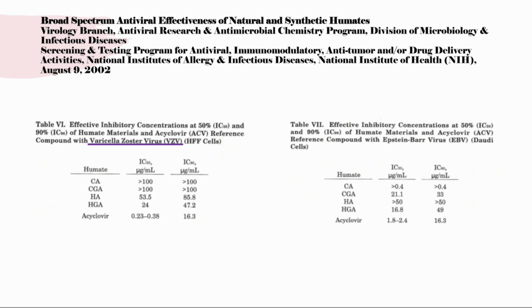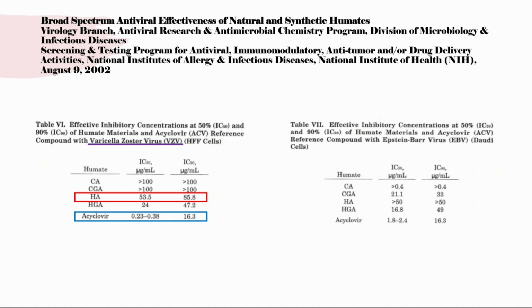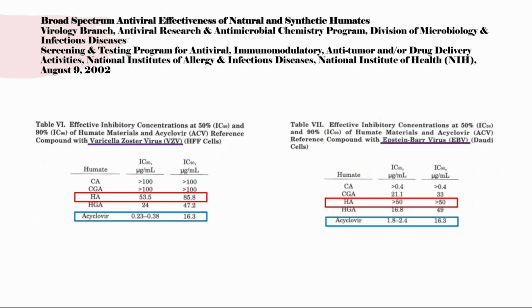Now if we look at varicella zoster virus, which causes shingles as well as chickenpox, you see a different story. Humic acid in red, acyclovir in blue, but in this particular case acyclovir is more effective than humic acid, but there is still efficacy, which is the take-home point. Similarly, with Epstein-Barr virus, you see humic acid in red and acyclovir in blue. And in this case, though, acyclovir is substantially more efficacious than humic acid relative to the other studies that I've cited thus far.